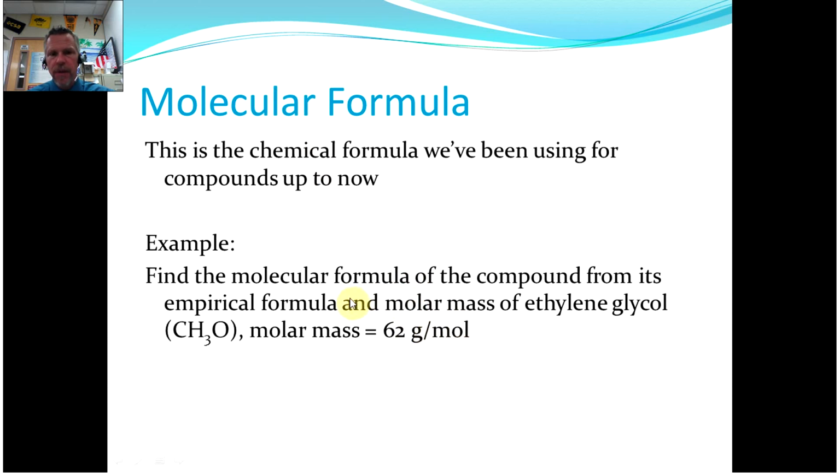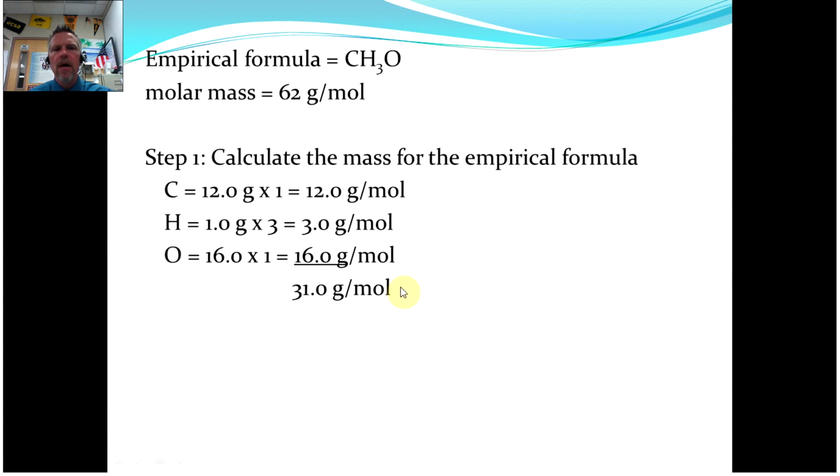So we have 2 pieces of information given to us. We need 2 pieces of information in order to determine the molecular formula. We need an empirical formula, which is given to us here, and we need the molar mass of the compound, which is given to us here. I just reprinted that information up here so that we can keep it in our minds. This is what's given to us up here.